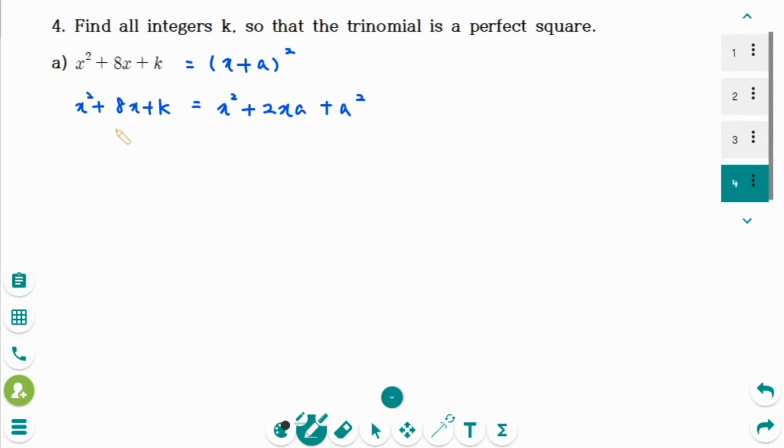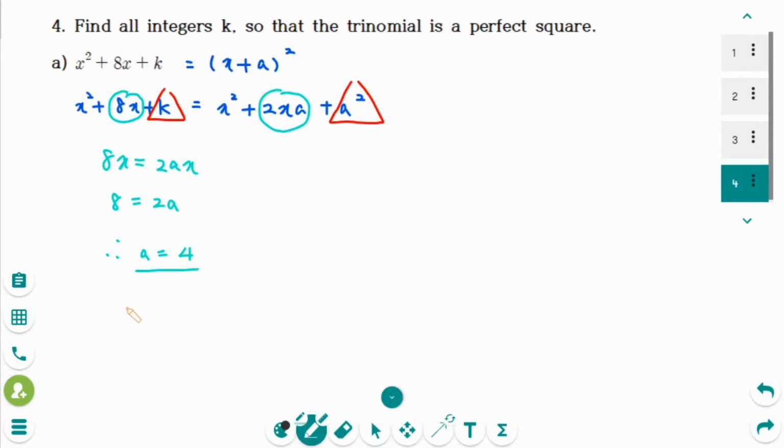Left side middle term 8x is the same as right side middle term 2xa, which is 2ax. So 8x equals 2ax. This means 8 equals 2a. Therefore, a is 4. Left side last term is the same as right side last term. So k equals a squared. A is 4. So 4 squared is 16. Therefore, k is 16.